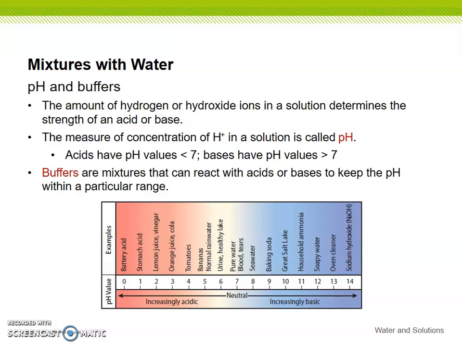We have a lot of buffers inside our bodies because it's important for us to maintain a particular pH so that enzymes can work properly. If the enzymes aren't working properly, then we're not getting the chemical reactions done that need to be done, and it could be really bad for the organism.